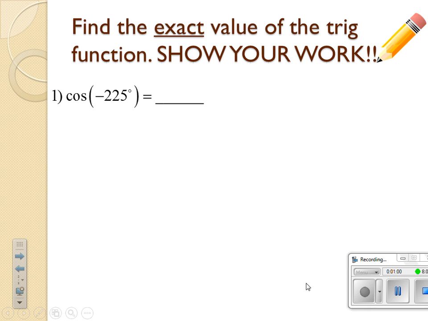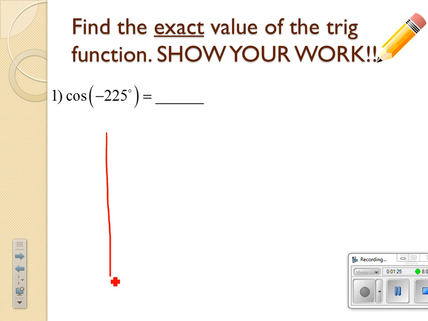So we want you to find the exact value of this trig function, and you need to be able to show all your work. That means you need to draw the angle. You need to tell me what the reference angle is. So all of this stuff needs to be there.